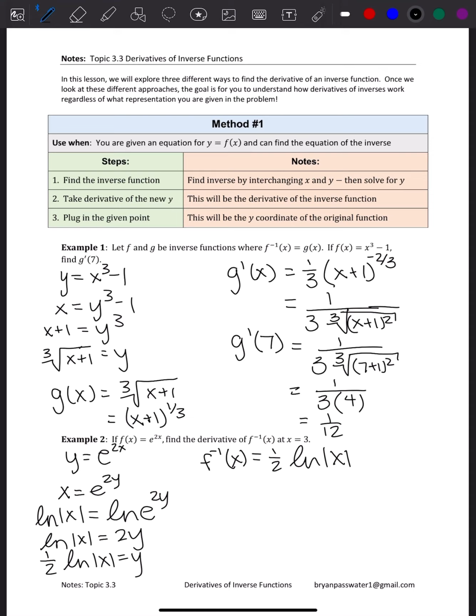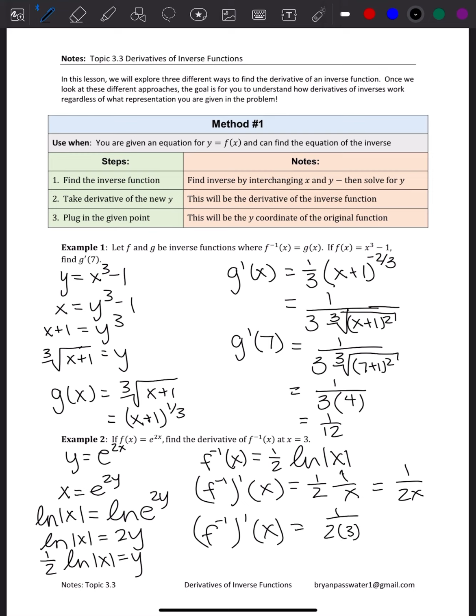And now I want to take the derivative of this. So f inverse prime of x: 1/2 stays where it's at. And we are going to do the derivative of natural log, which happens to be 1 over x. So this is really just 1 over 2x. Now we're going to plug in 3, so f inverse of x prime is equal to 1 over 2 times 3, which equals 1 over 6.